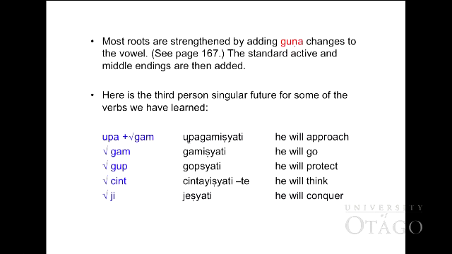Upagam will be upagamisyati. He will approach. Gamisyati, he will go. Goptsyati, he will protect. Cintayisyati or cintayisyate, he will think. Jesyati. You can see from this example, i changes to e, this is guna. J to je. Jesyati, he will conquer.